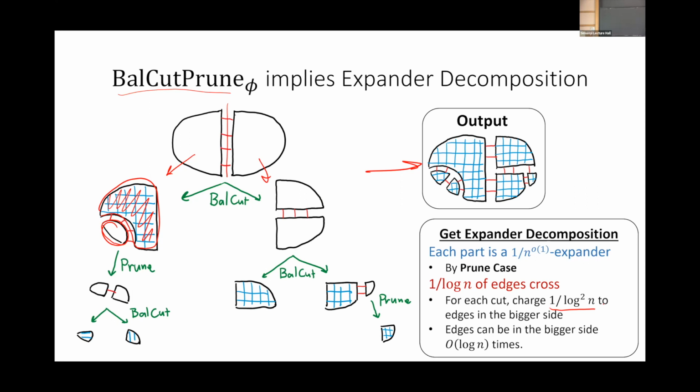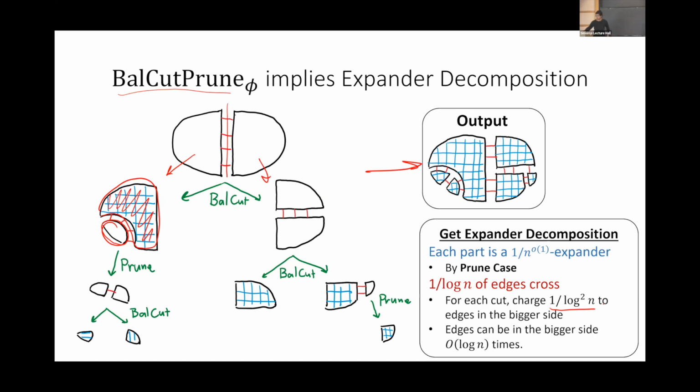How about the prune case? This cut itself might not be sparse with respect to the smaller side, but the total volume here is just a 1 over log squared fraction of the whole graph. So you can just charge it to the bigger side too. So overall, you get a log n advantage from this charging. Yeah. So it is a 1 over log n.